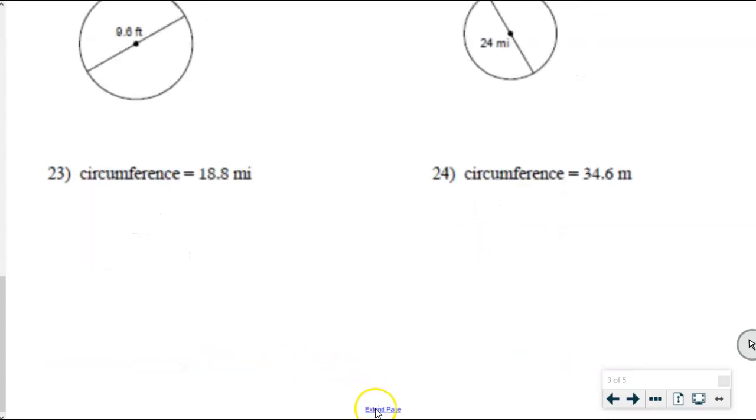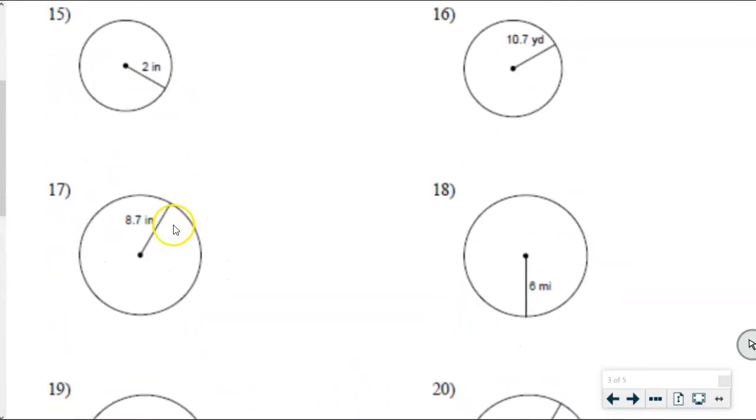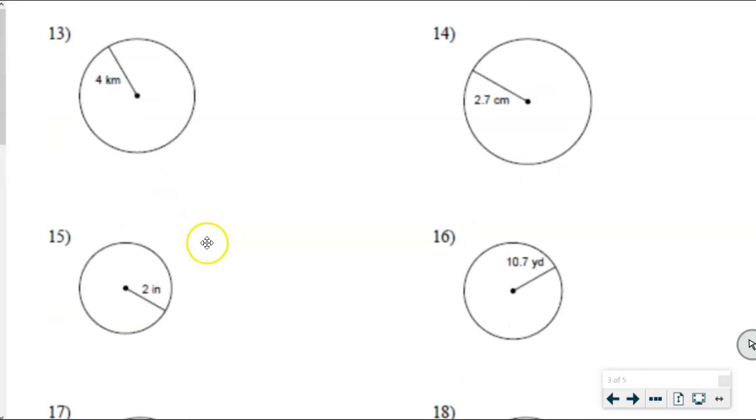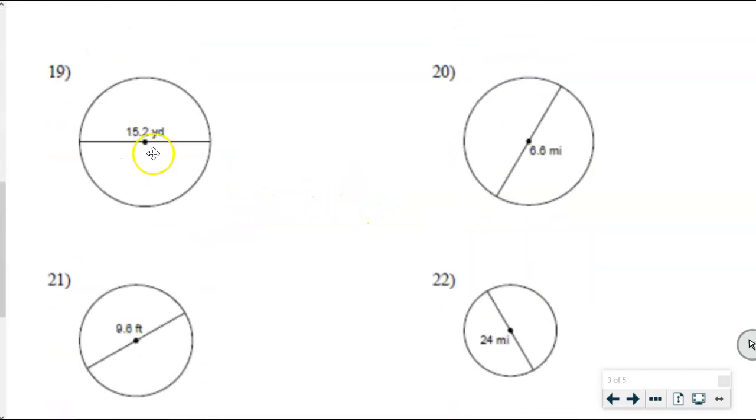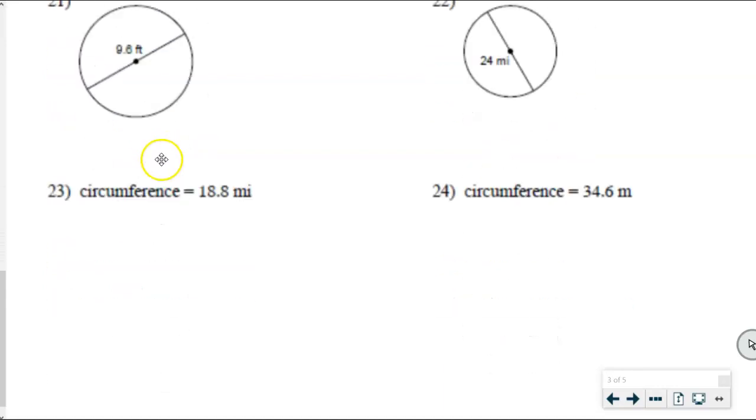All right. On all the other ones, up through 22, it was nice and easy. I give you the radius, so you can just square the radius and multiply it by pi. Or I give you the diameter, so you just divide it by 2 so that you have the radius, and then you can square it and multiply it by pi. The circumference ones are different. I'm not giving you the radius or the diameter, I'm giving you the circumference.